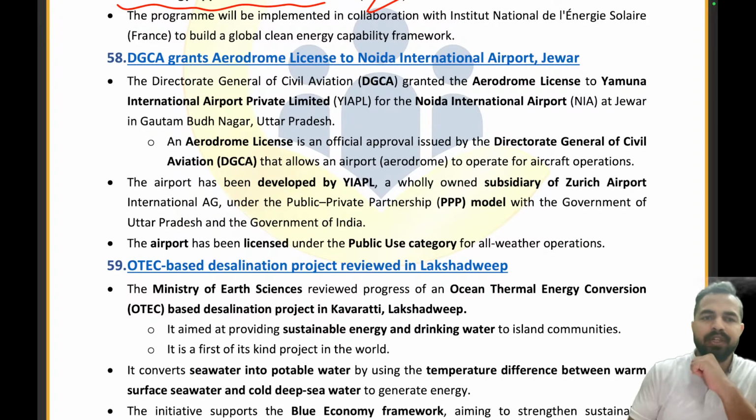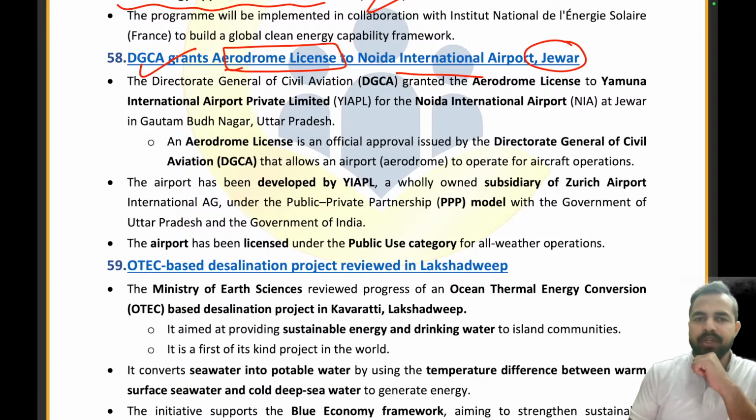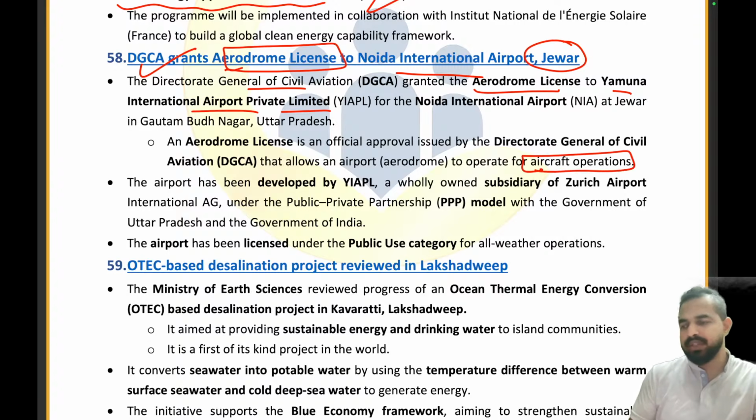Moving ahead, my dear friends, the DGCA has granted an aerodrome license to Noida International Airport, Jewar. The Directorate General of Civil Aviation has granted the aerodrome license to Yamuna International Airport Private Limited. Basically, the license allows Noida International Airport to operate for aircraft operations. So now with this license, Noida International Airport, at Jewar in Gautam Budh Nagar of Uttar Pradesh, can operate for aircraft operations.